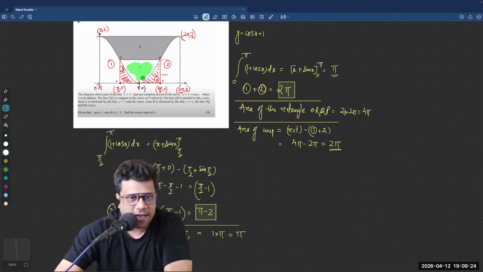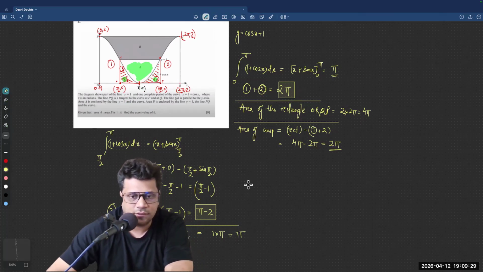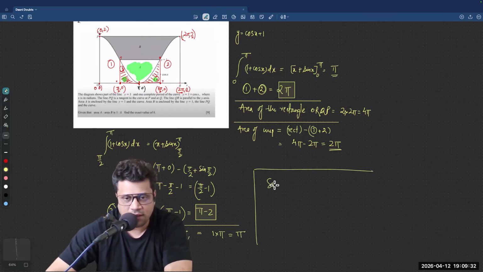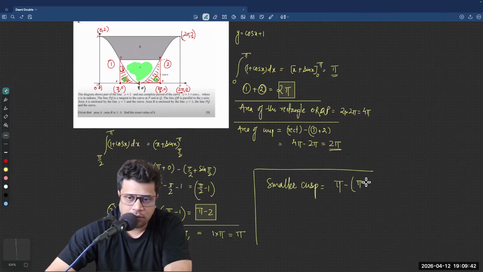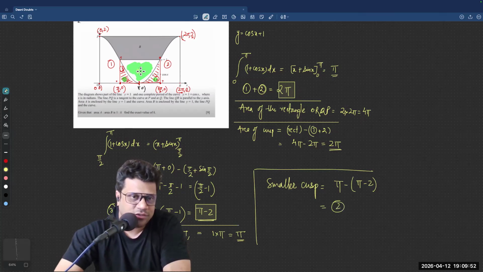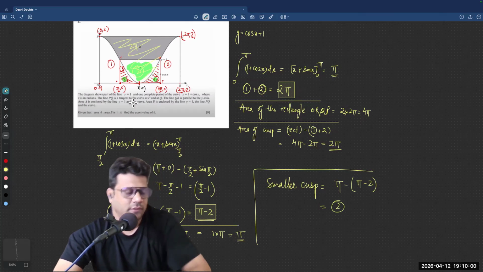This one is going to be the rectangle minus those two, 3 and 4. Okay. So the smaller cusp is going to be the rectangle minus the 3 and 4 added. 3 and 4 added is pi minus 2. And the area of the rectangle is pi. So pi minus pi minus 2, that comes out to be 2. So the smaller cusp is 2 and the larger cusp is 2 pi. This whole thing is 2 pi. Okay.